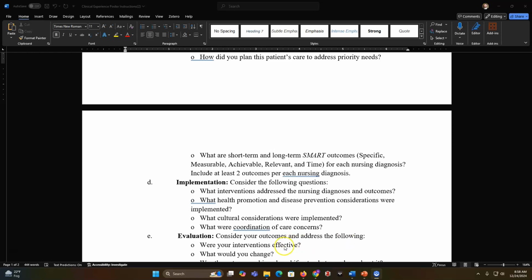And then evaluation. Was it effective? As you go through this, you're going to realize that sometimes this is beyond your control, and just because it wasn't effective or they didn't hit the goals that you had set for them doesn't mean that that's something that you did wrong. So within this, was it effective? Yes or no? And if so, great. Either way, is there anything that you would have changed about it?